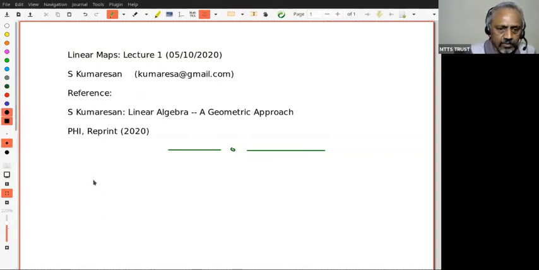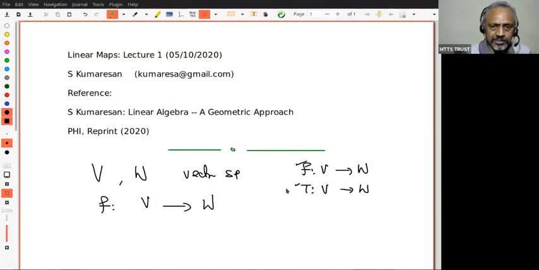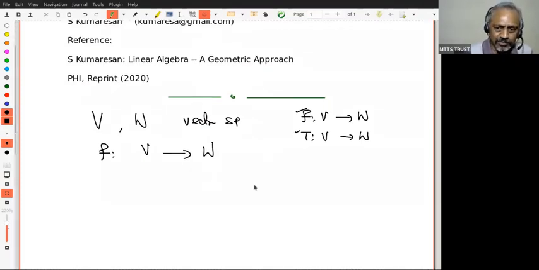So what do I have now? I have two vector spaces V and W. I am looking for a map f from V to W. Notice that usually algebraists prefer the notation f, and analysts usually will write T from V to W. So I may interchange f and T, whichever suits me at that moment. So do not get confused.